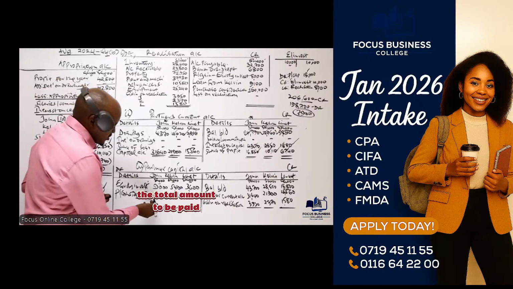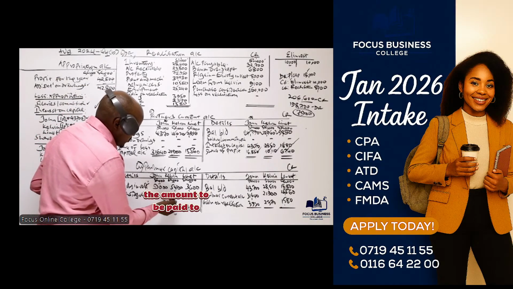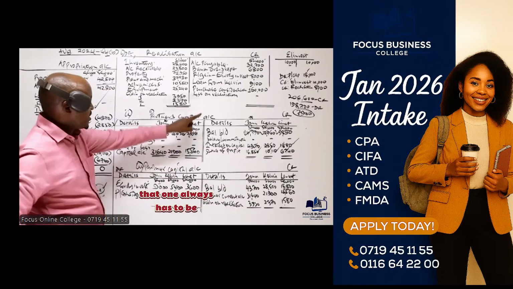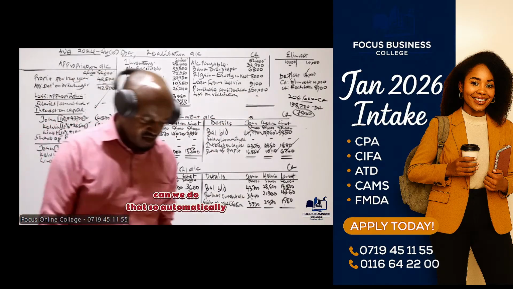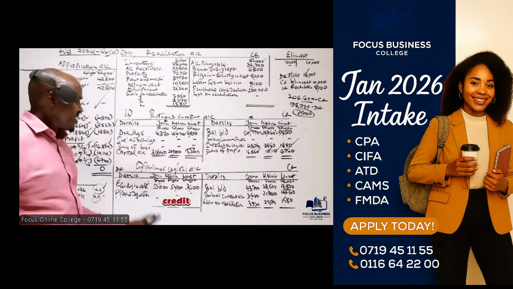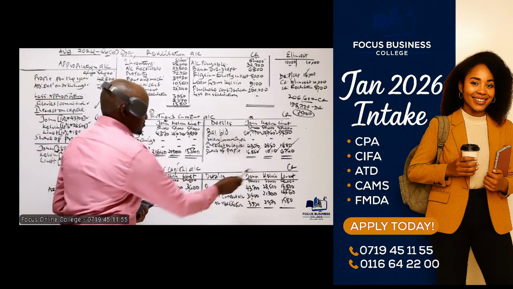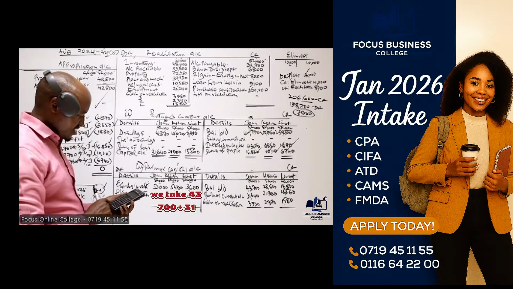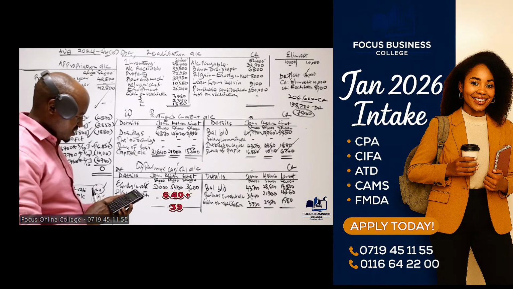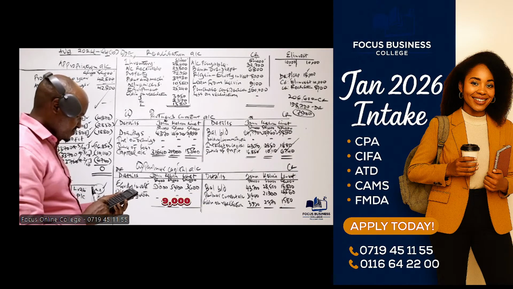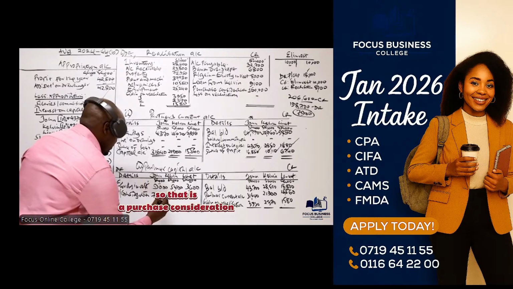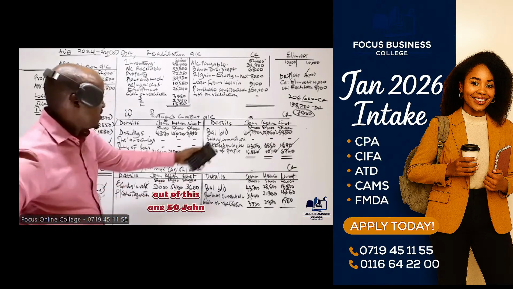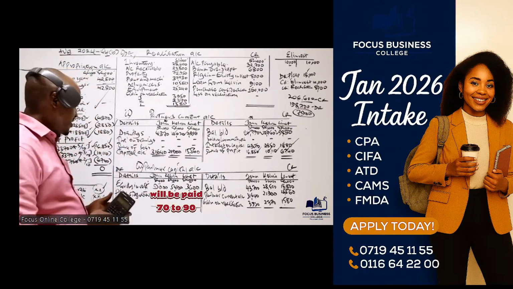Once we add the total amount to be paid to our 3 partners, John, Kelvin, and Lynette, that always has to be equal to the purchase consideration. Can we do that? We take what we have on the credit minus what we have on the debit. We start with John. We take 43,700 plus 31,640 plus 39,50 minus what we have here, 9,000. That gives us 70,290. That is the purchase consideration which John will receive. Out of this 150, John will be paid 70,290.